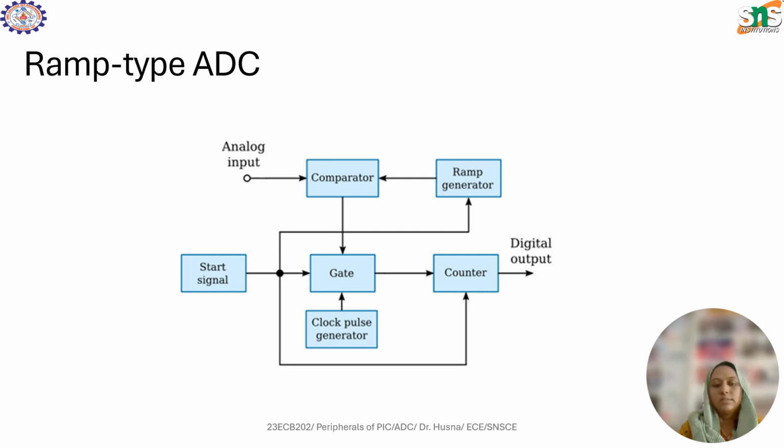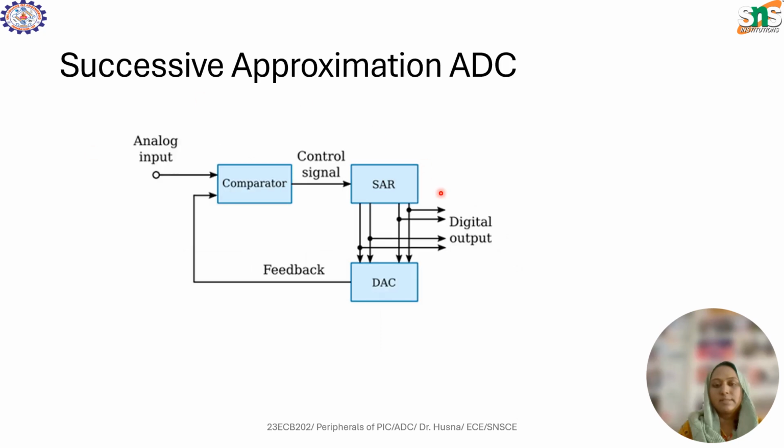Next is the successive approximation ADC. Here we have a feedback encoder. It uses the DAC, the digital to analog converter, in a feedback arrangement, and all converters of this class have the same principle. Let's imagine we are doing a trial digitization: we convert the trial digital number back to analog form, and then compare it again with the analog input signal.